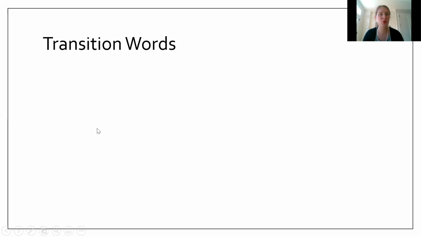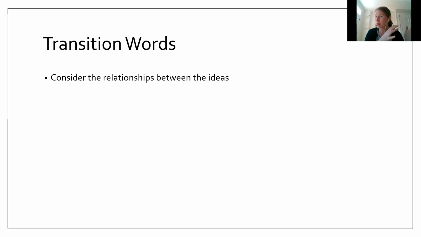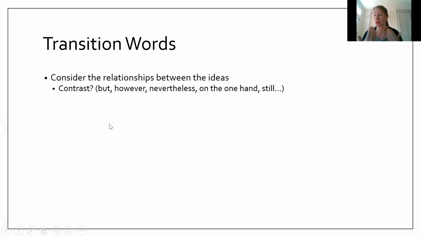Okay, so let's talk about transition words. So you want to consider the relationships between the ideas. If you attended my very first workshop, the writing process, back in September, you might remember that I talked a little bit about considering, are you writing a compare and contrast paper? Are you writing an argumentative paper? That kind of thing. It's important to consider, how are the ideas actually related? Because you don't want to just throw in any old transition word. You want to make sure that it actually is reflecting the type of relationship that these ideas have with one another.